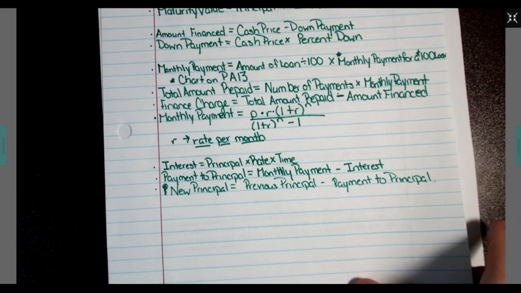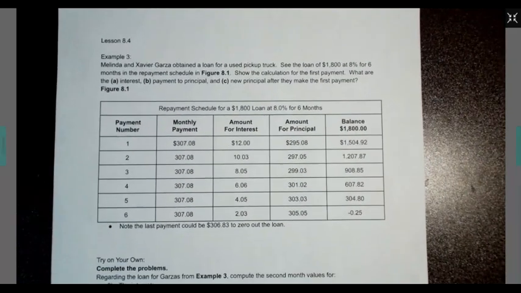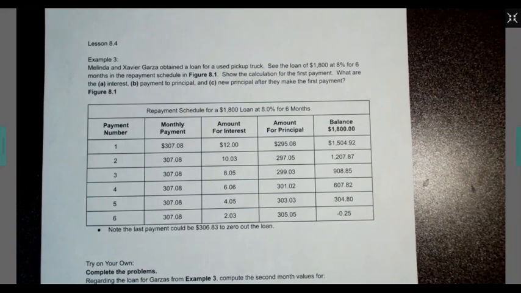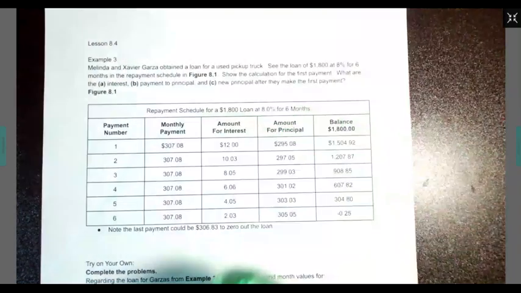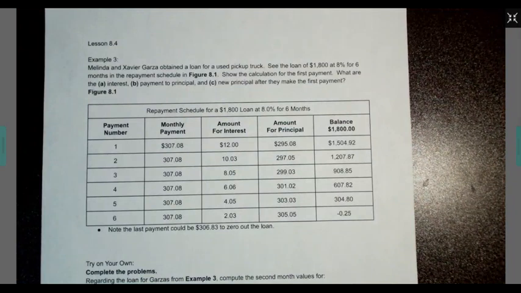All right, let's get started with example 3. Melinda and Xavier obtained a loan for a used pickup truck. See the loan of $1,800 at 8% for 6 months in the repayment schedule in figure 8.1. Show the calculation for the first payment. What are the interest, payment to principal, and new principal after they make their first payment?